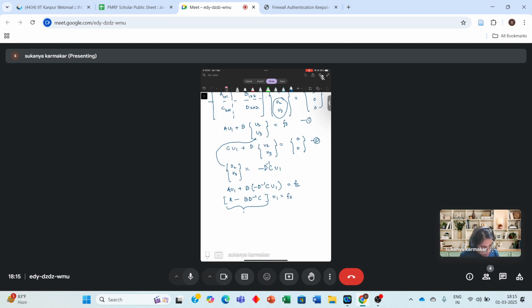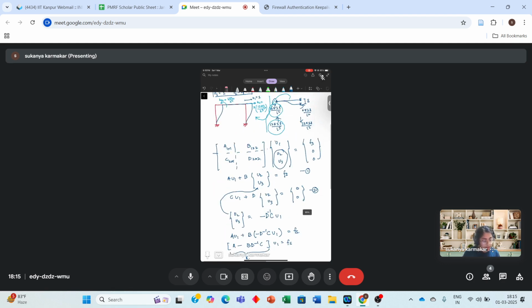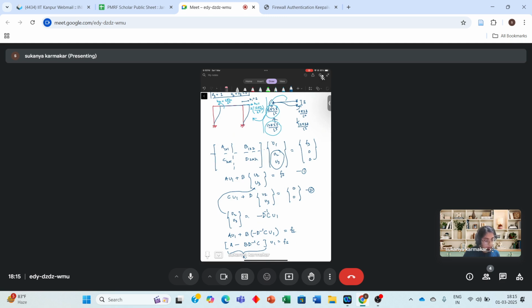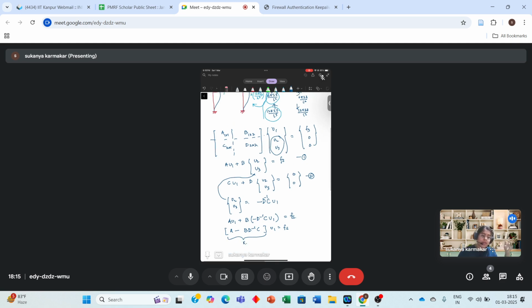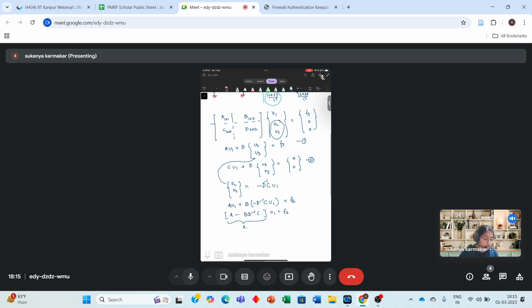Yes, ma'am. So the matrix that we have now, that is K effective, or the lateral stiffness of the frame, appears in the natural frequency equation. Natural frequency is under root of K by M. This is that K.